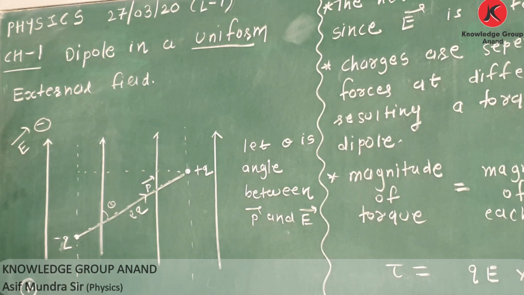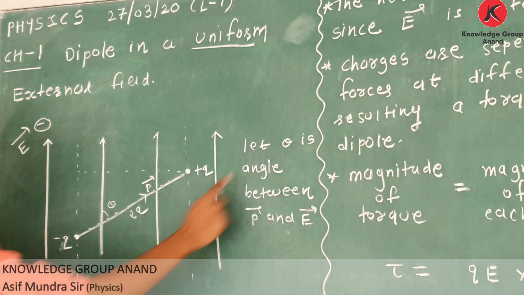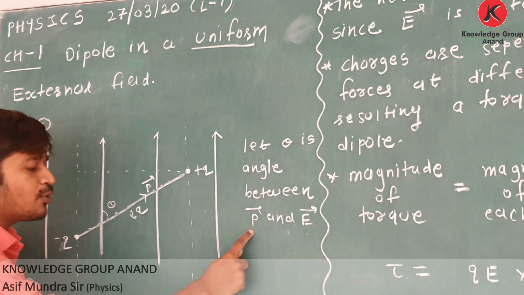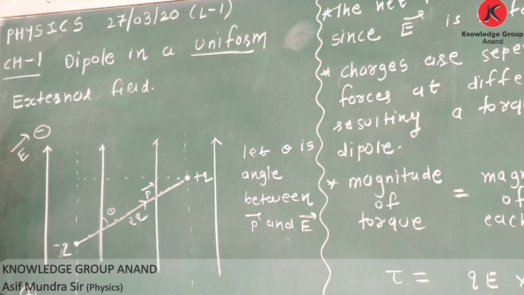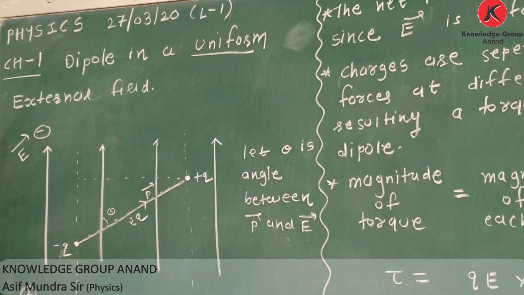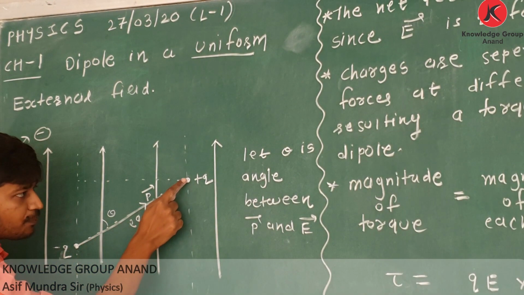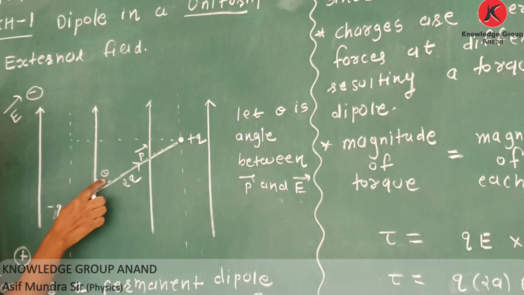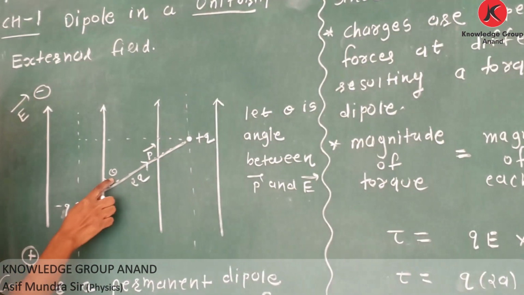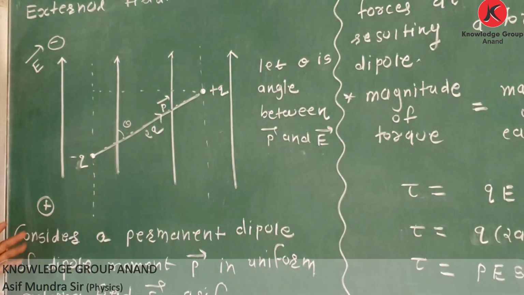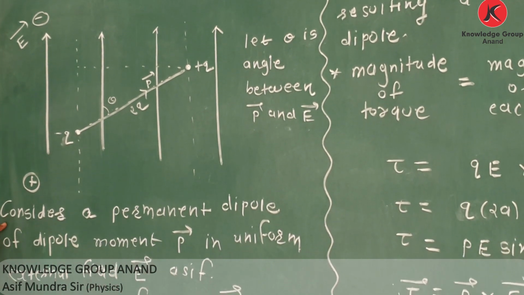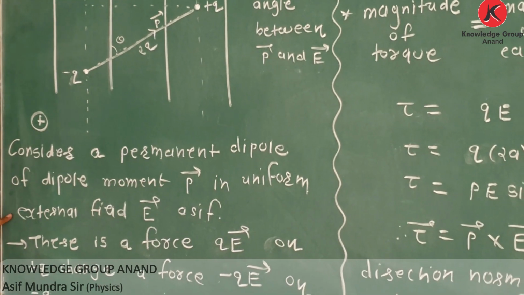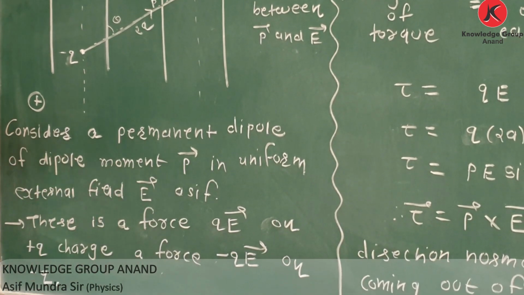Clear? Now, in this theory, we have to assume one angle. Let theta be the angle between P and E. P means electric dipole moment, and E means the external uniform electric field. So this is the direction of P, this is the direction of E, and the angle between them is theta. Figure clear? Okay, you have to write: consider a permanent dipole of dipole moment P in a uniform external field E as shown in the figure.